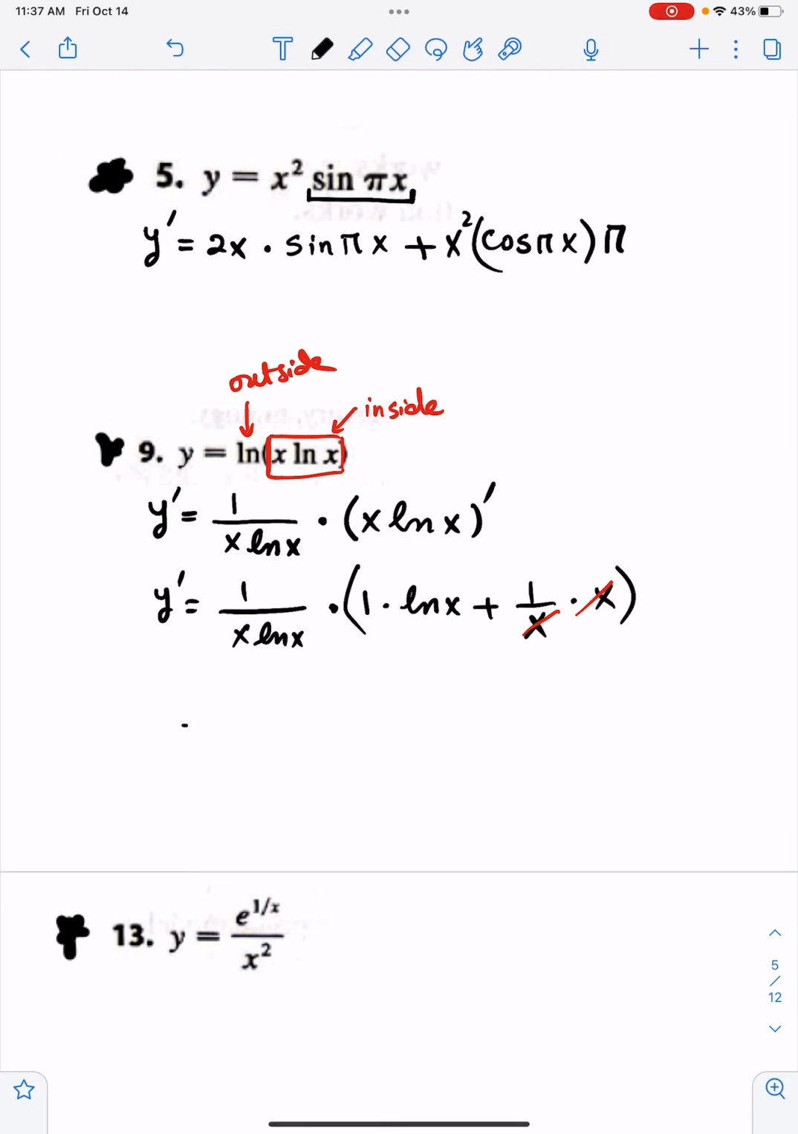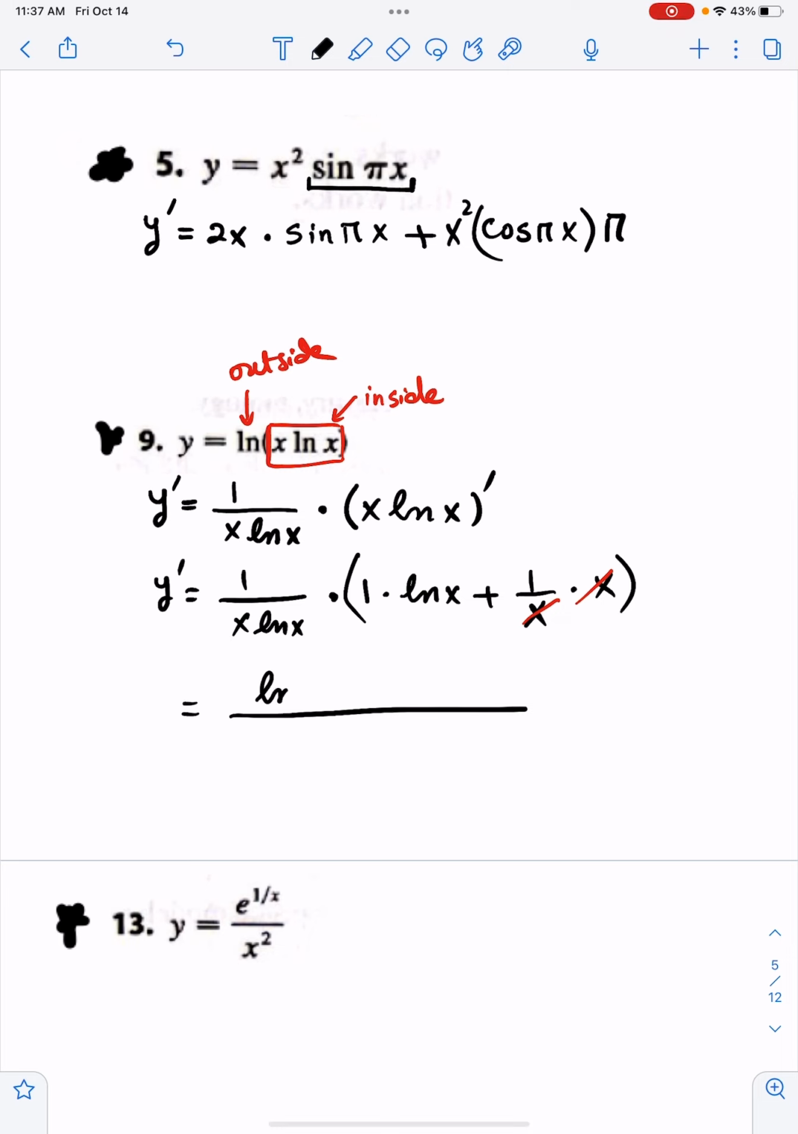Rewriting. On top, we have ln x, this one, plus 1. And on the bottom, we have x ln x. There are many other ways to simplify this one.